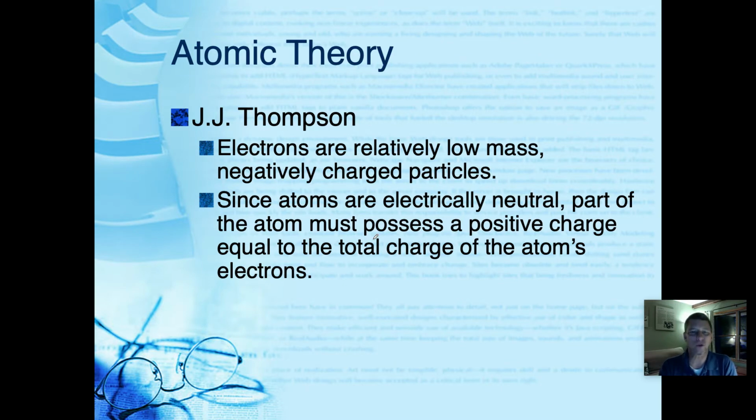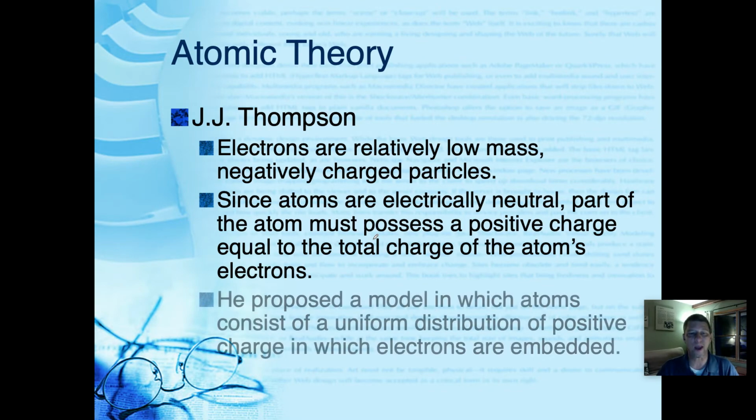But Thomson also realized that since atoms were electrically neutral, then part of the atom had to have a positive charge that was equal to the total charge of the atom's electrons. So if you knew how many electrons the atom had, then you could conversely figure out what the positive charge was on that very same atom. And so Thomson kind of extended Dalton's model just a wee bit and proposed a model for the atom in which, again, there was a uniform distribution of positive charge in which the electrons were embedded.